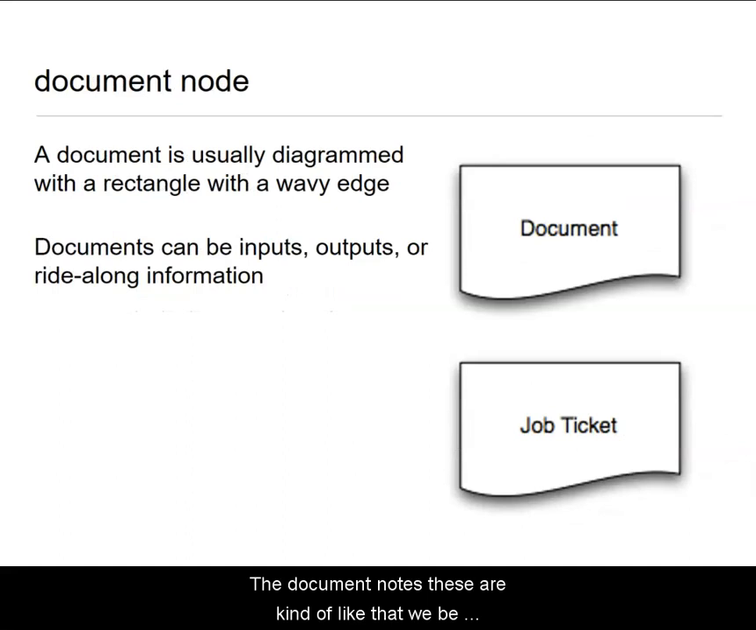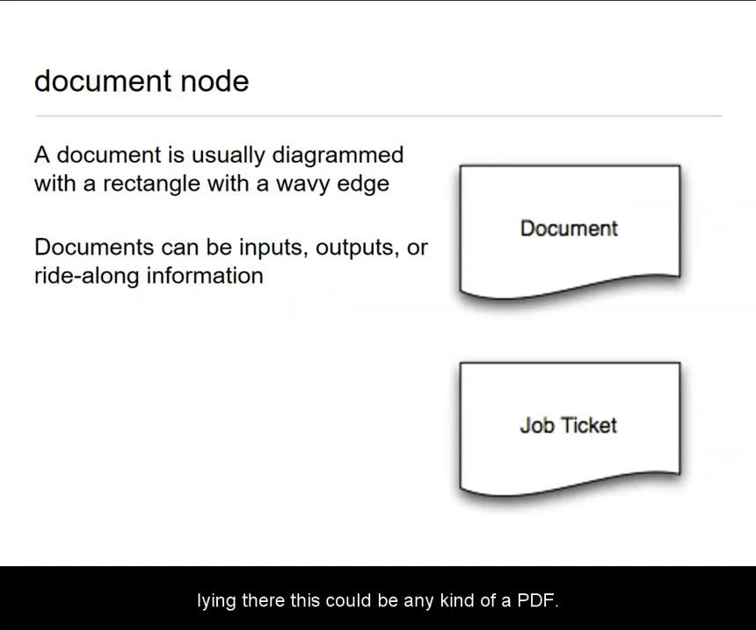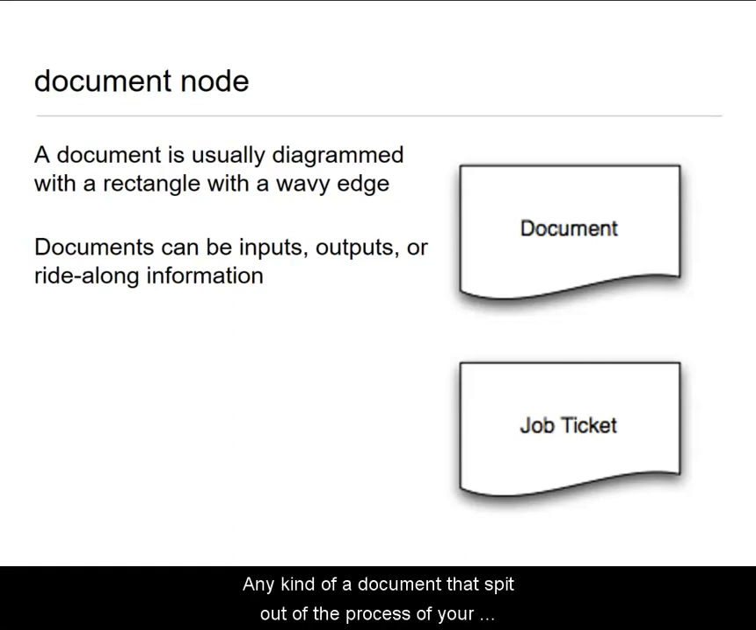The document nodes are the wavy line there. This could be any kind of PDF, any kind of document that's spit out of the process, for example your invoice, receipt, job ticket, or whatever.